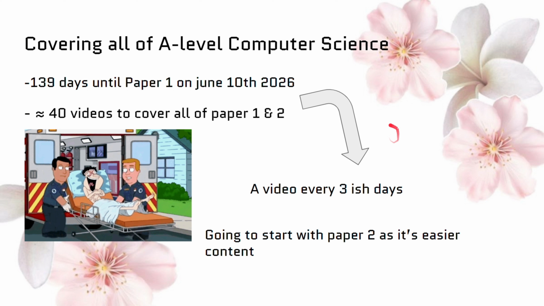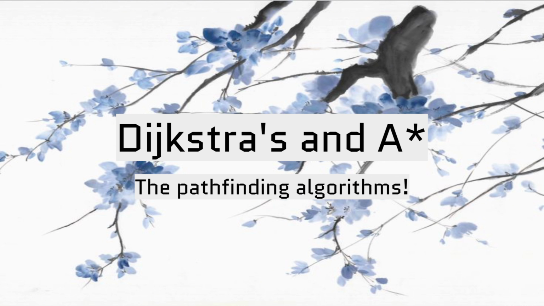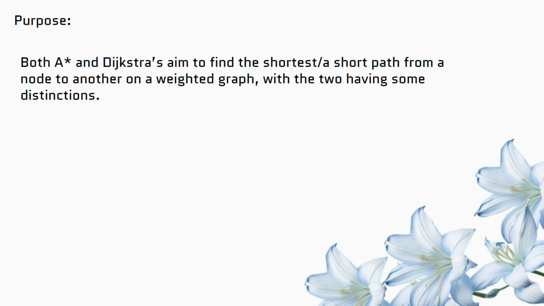So the first topic that we're going to cover, the first raw topic, is the pathfinding algorithms. A very, very fun topic. This also applies to decision mathematicians. If you do decision maths, this video is also for you. So we've got Dijkstra's and A-star, which are both great algorithms. And so let's start off with our definitions and what they do.